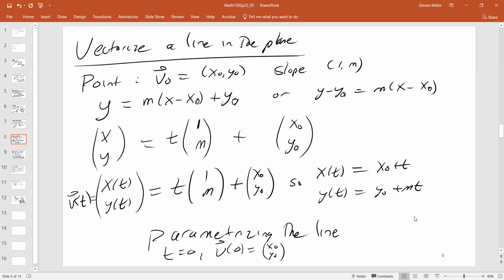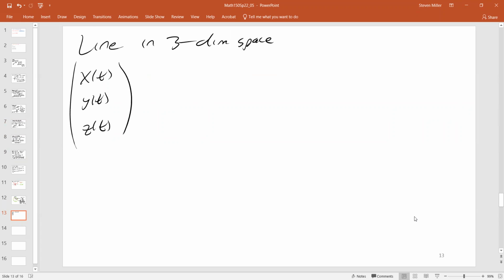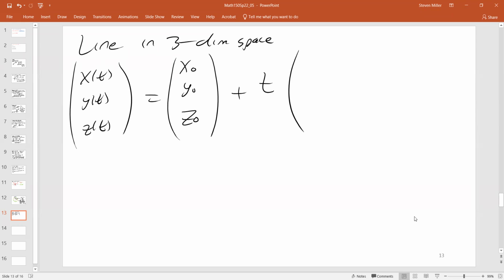So we then said, hey, we can write a line as x of t, y of t is t times 1, m plus the base point. Well, what if we wanted to do a line in 3-dimensional space? So we would have x of t, y of t, z of t would be my base point, say x0, y0, z0, plus t times what? Times my slope vector.